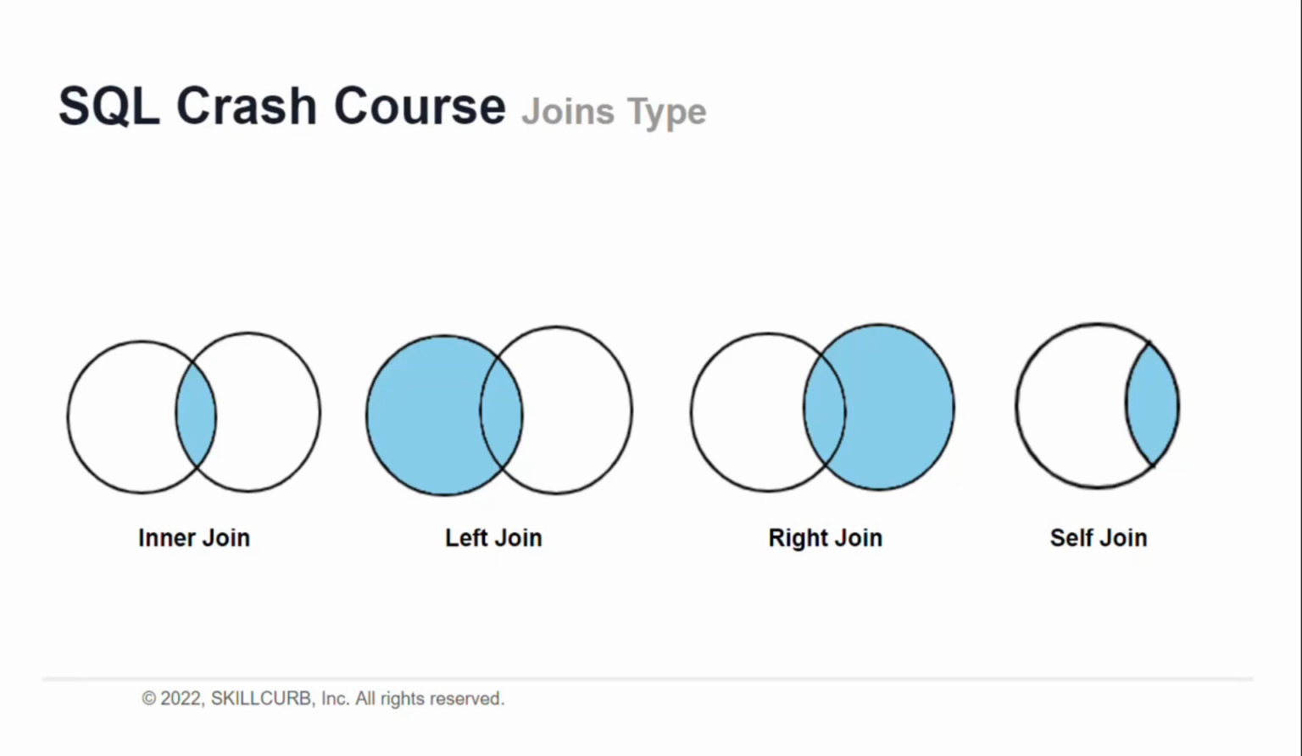The next type of SQL query that we are going to discuss is joins. Joins are used to combine rows from two or more tables, but this combination of rows is done on the basis of a column that is common in both tables. There are four types of joins: inner join, left join, right join, and self join. We are going to discuss all of these joins in detail.